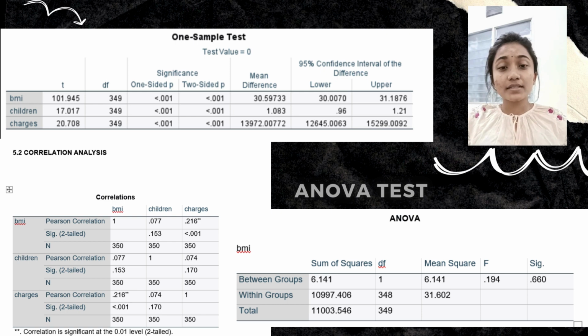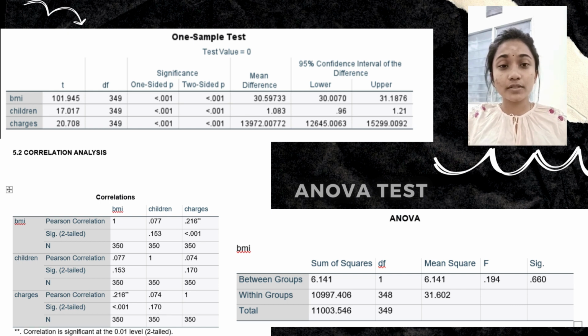Here we can see the ANOVA table. The ANOVA table presents the results of the analysis of variance for the variable BMI. It includes the sum of squares within and between groups, degrees of freedom, mean square, F value and the significance. In this case, the P value is 0.660, indicating that there is no significant difference between the groups for the BMI variables.